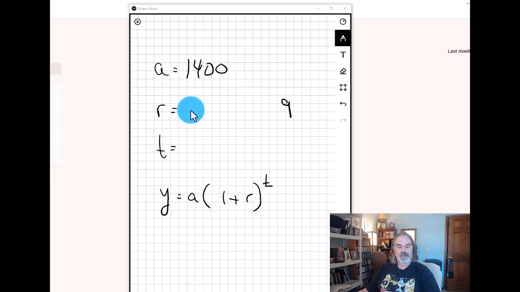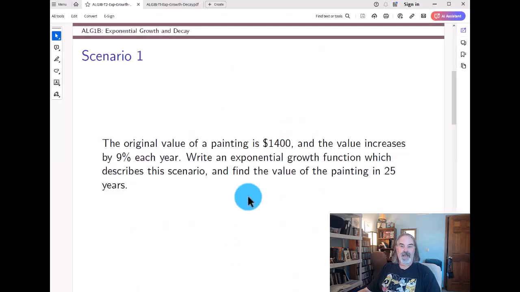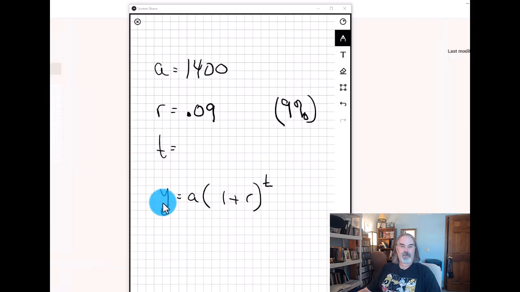Now, percentage-wise, we're told 9%, but we need the decimal version of that. And 9% in decimal, 9%, 9 per 100, right? Remember your Latin. Pretend you're a Roman, okay? Percent means per 100, 9 per 100 is 0.09. And then we're asking, what is the value of this painting going to be after 25 years? So we want T to be 25.